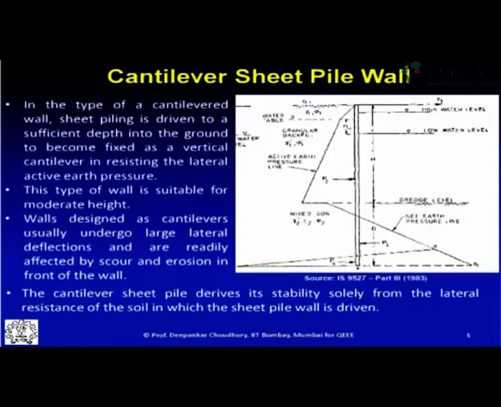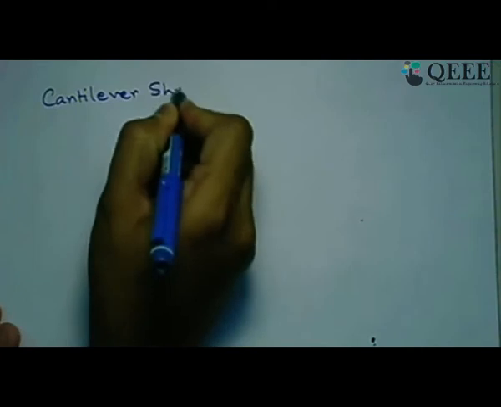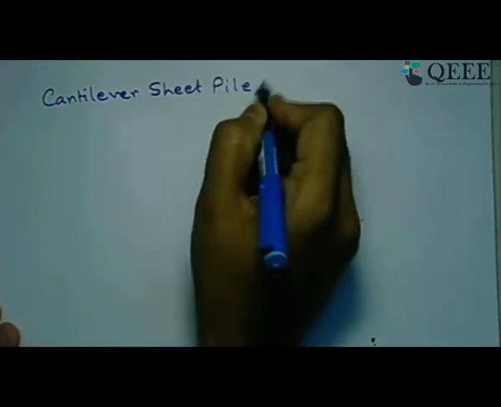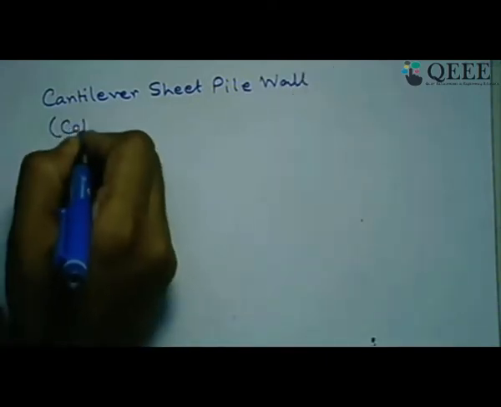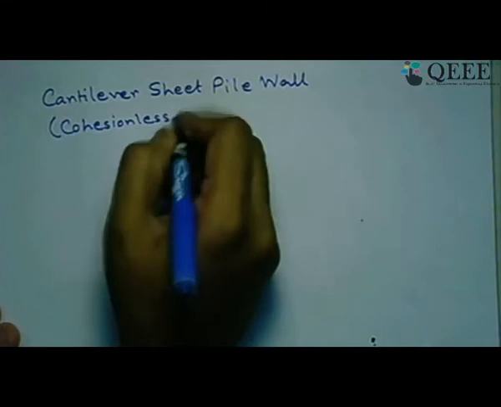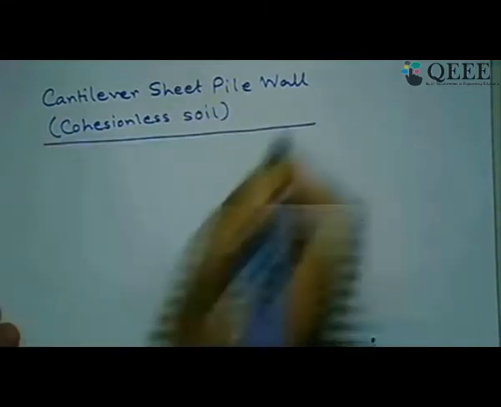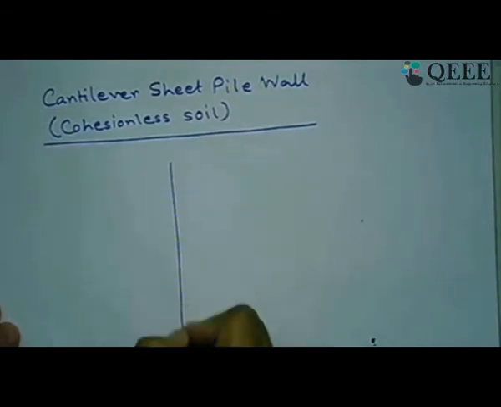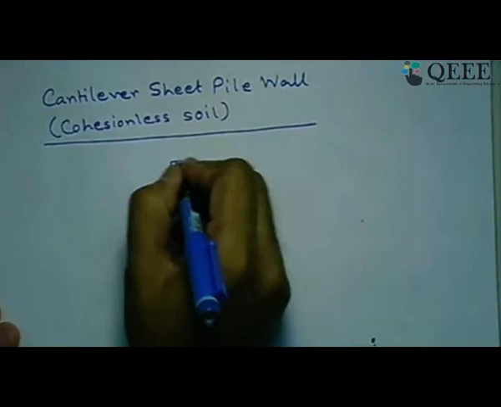Now coming to how the pressure diagram or the forces act for a cantilever sheet pile wall, let us move to the solution part here. For example, let us say we are trying to find out the various earth pressures acting on a cantilever sheet pile wall which is embedded in cohesionless soil. So essentially, in sandy type of soil, we have a cantilever sheet pile wall, and we can take any of the two types.